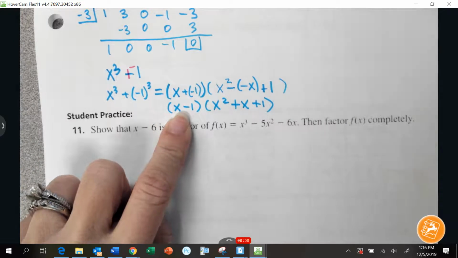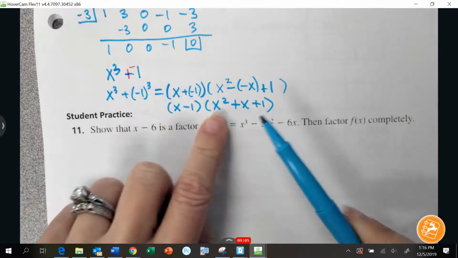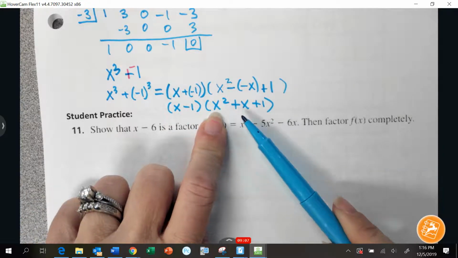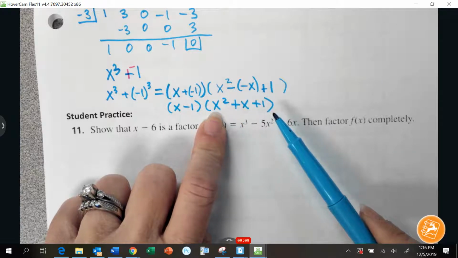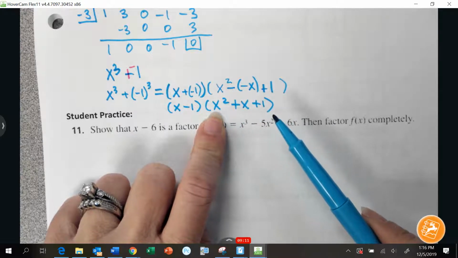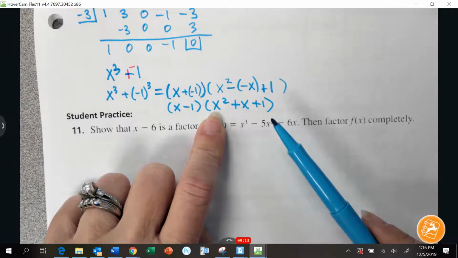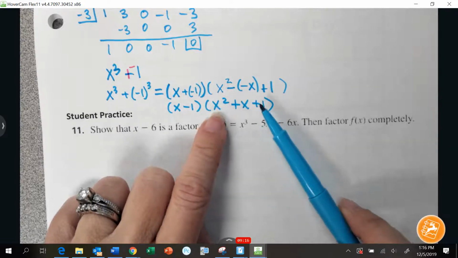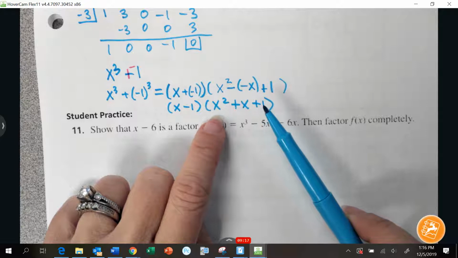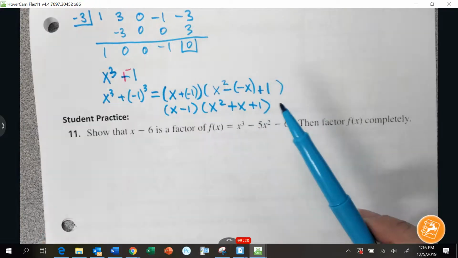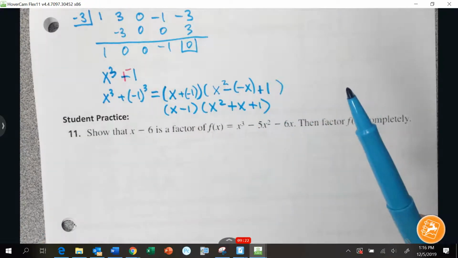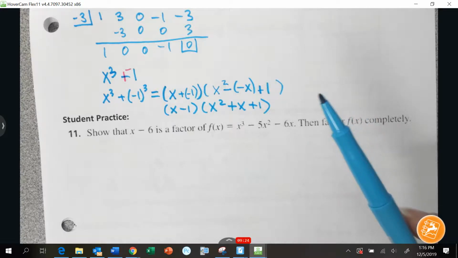Can I keep going with x minus 1? No, because it's a degree of 1. It's linear. Can I keep going with x squared plus x plus 1? I heard one answer and I saw a head shake. Can I keep going? No. Martin, why are you saying yes? Just tell me your thoughts. Couldn't you factor it out all the way though? Why do you think we can factor it out?